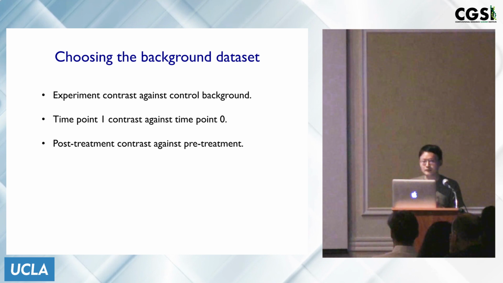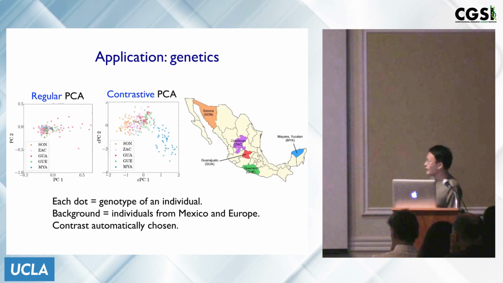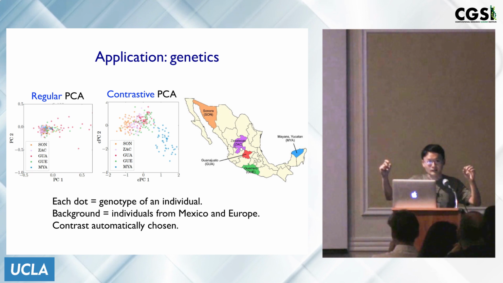So I'll show you 3 examples of contrastive PCA applied to different data sets and to different backgrounds. The first one comes from an application in population genetics. Here, each dot is one individual. We have genotypes of these individuals. Here, the individuals come from Mexico.